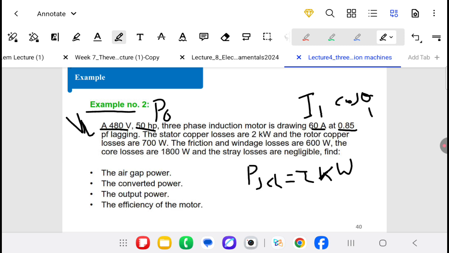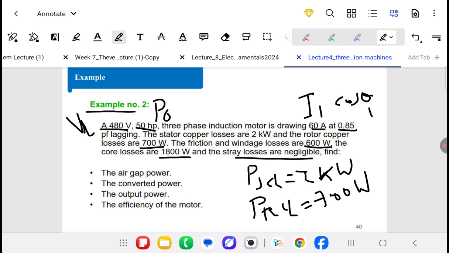The rotor copper loss equals 700 watts. This is the rotor power. Rotor copper loss equals 700 watts, and the friction and windage losses equal 600 watts. This is the friction and windage losses. The core losses equal 1800 watts. The stray losses are negligible.